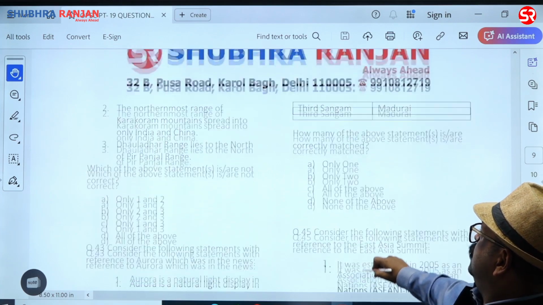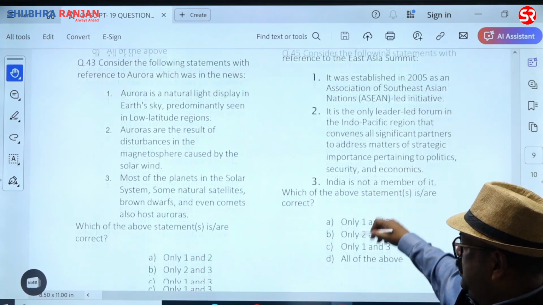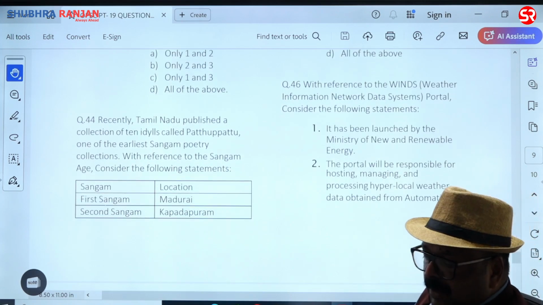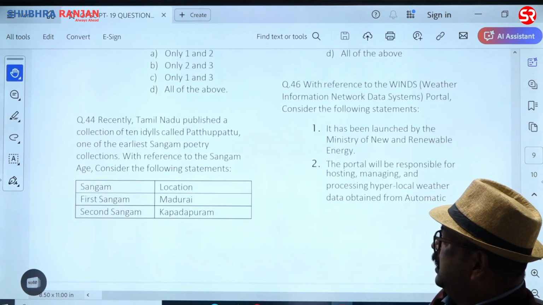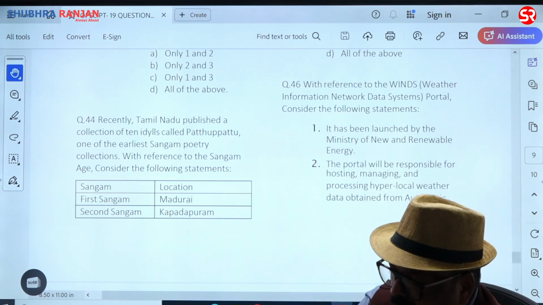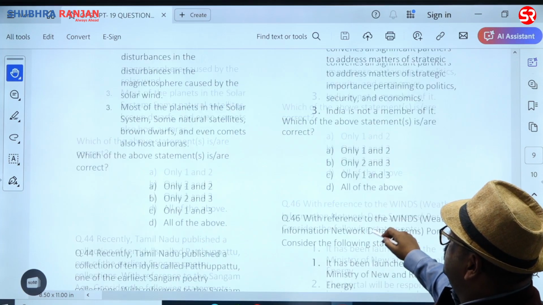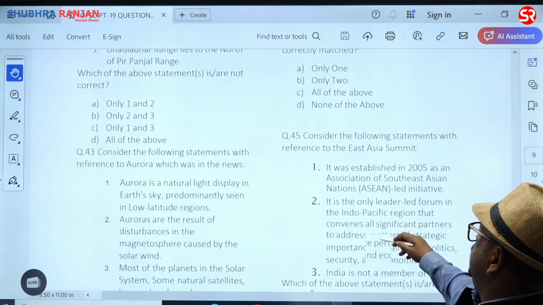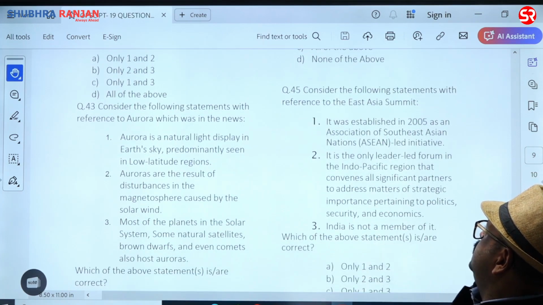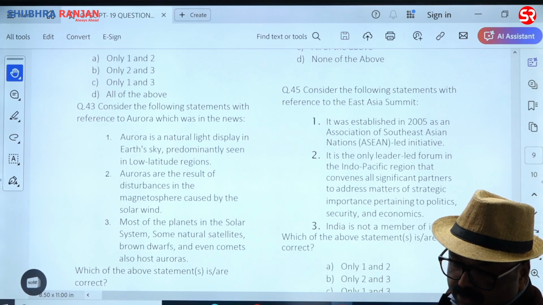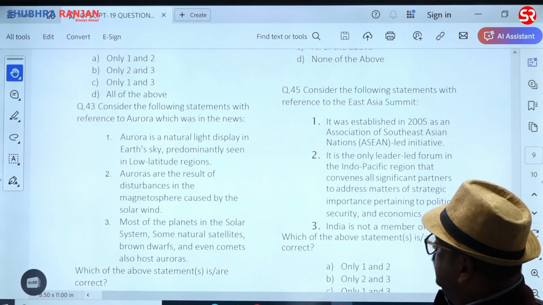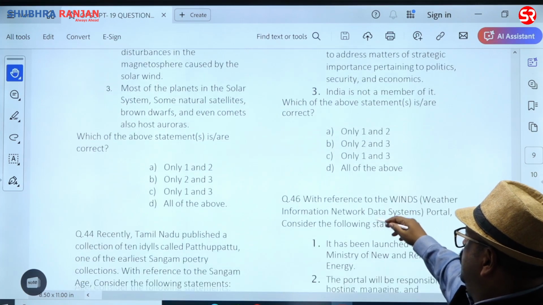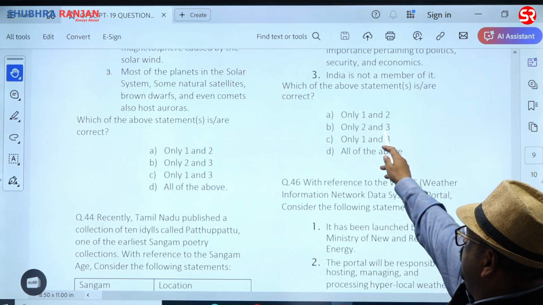Okay, so third Sangam in Madurai, second Sangam Kapadapuram, first Sangam in Madurai. Okay, next question number 45. Consider the following statement with reference to East Asia Summit. The right answer is A. Only 1 and 2. Please go through it.